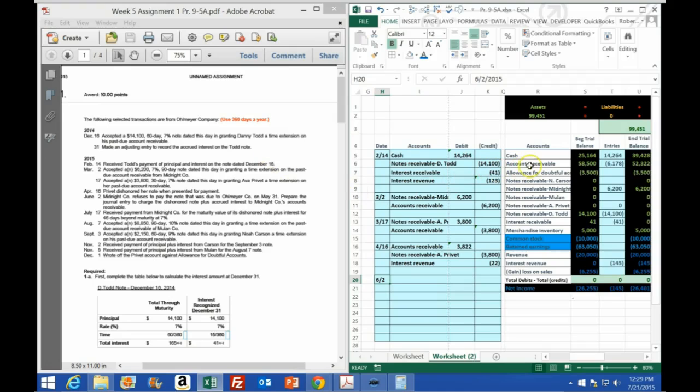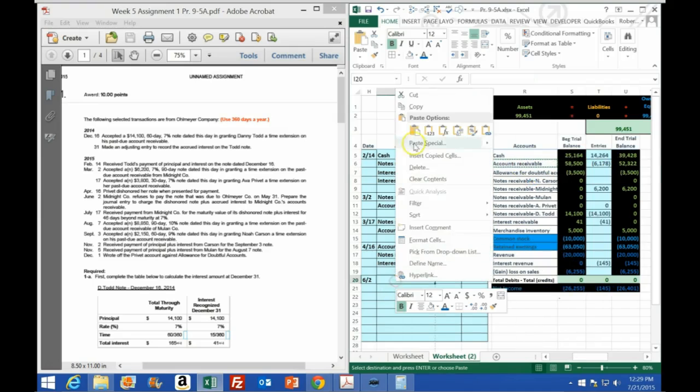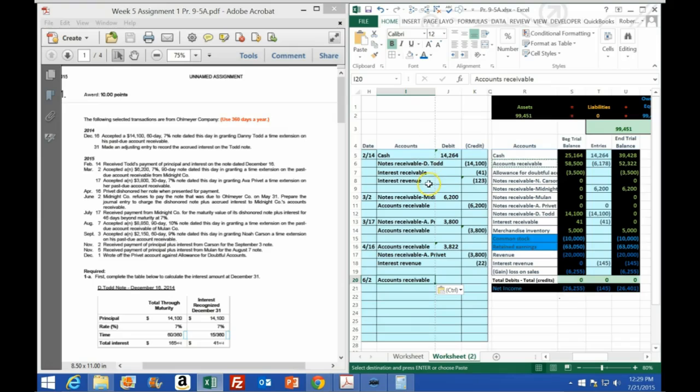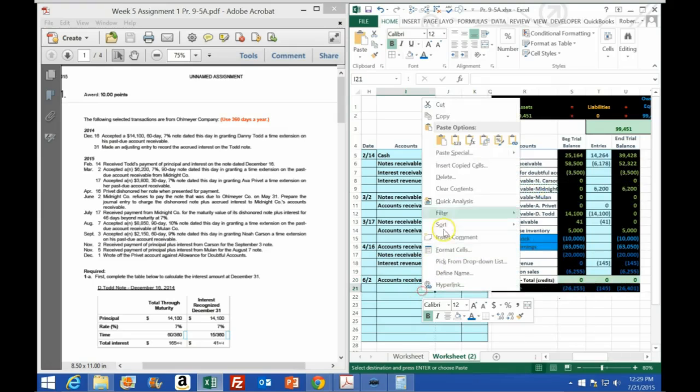So that means that accounts receivable is going to have to go back up, and the note for Midnight, which is here, they owe us 6.2, is going to have to go down. So I'm going to say the accounts receivable is going to go back up. That's a debit here. We're going to make it go up by doing the same thing to it, which in this case would be another debit to accounts receivable, and then we need to make the note, which is a debit, go down. So we're going to do the opposite thing to it. So we're going to copy that, and that's going to be a credit.